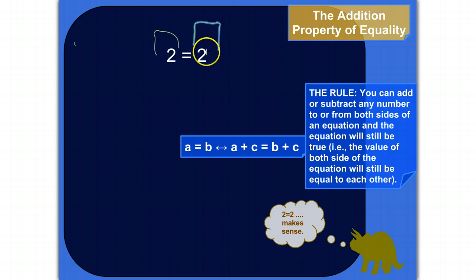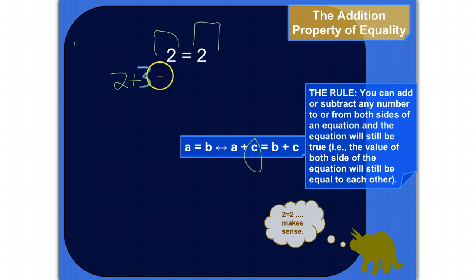So let's start with 2 equals 2. That's an equation, and it's true. So 2 really is equal to 2. And let's illustrate the addition property of equality. It says that if I add any number to one side of an equation, and I add that same number to the other side of the equation, it will still be true. So let's show that. Let's modify this side of the equation by adding 3.